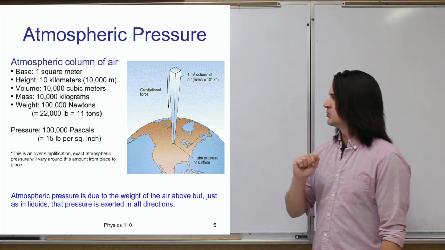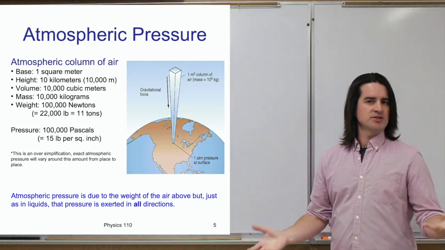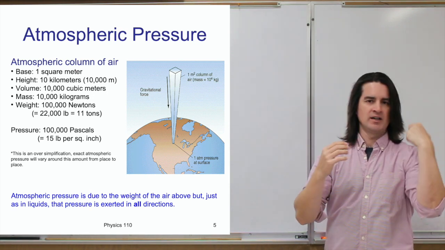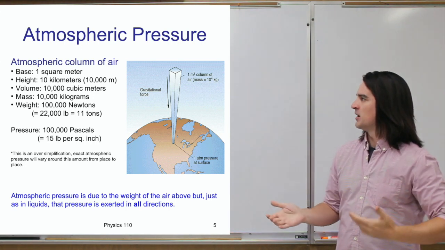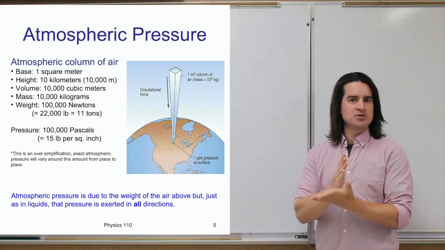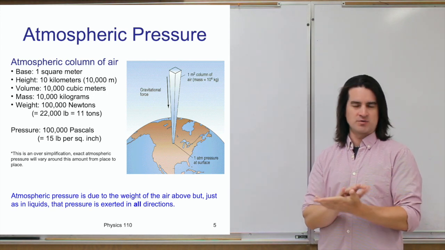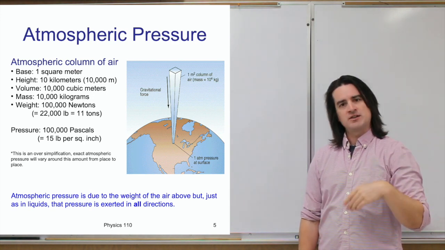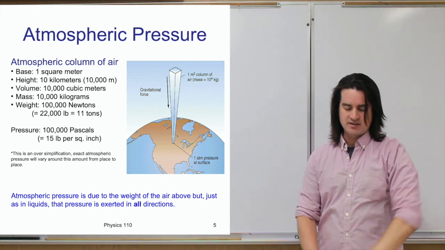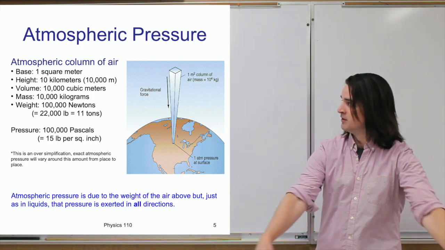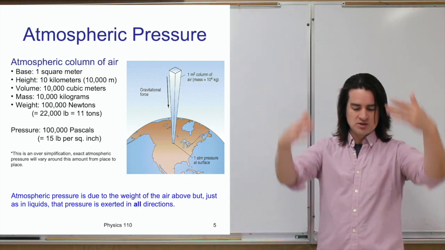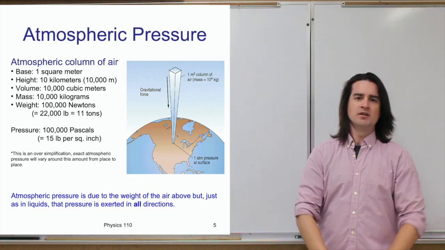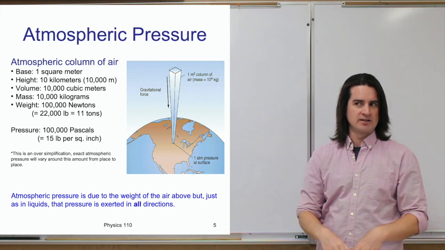Okay, so let's try to calculate what the pressure is due to the air above us, due to the atmosphere. We'll say most of the atmosphere goes up to only 10 kilometers. If we're going to figure out the pressure at sea level, say the pressure on a square meter, we need to know the force of the atmosphere that's pushing down on that 1 square meter, and pressure is that force divided by the area.